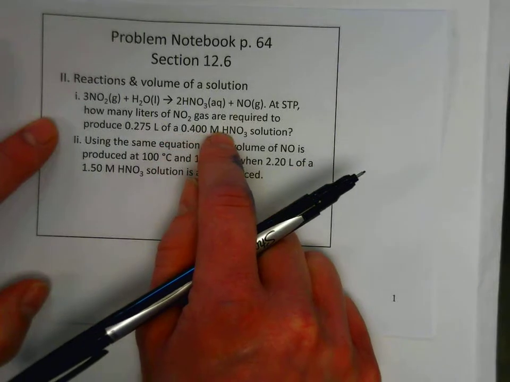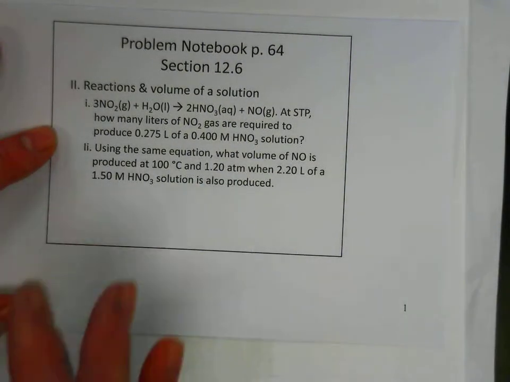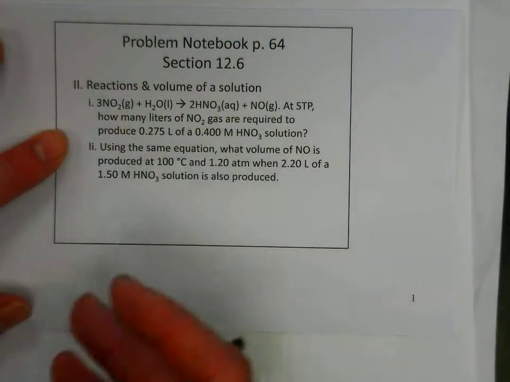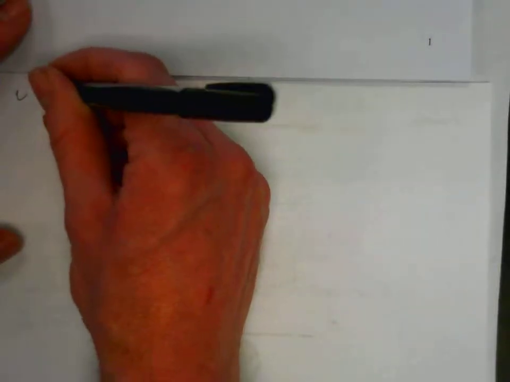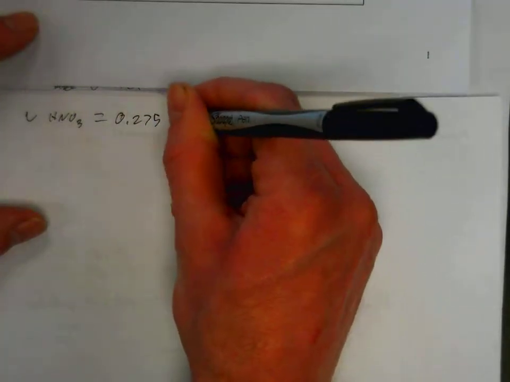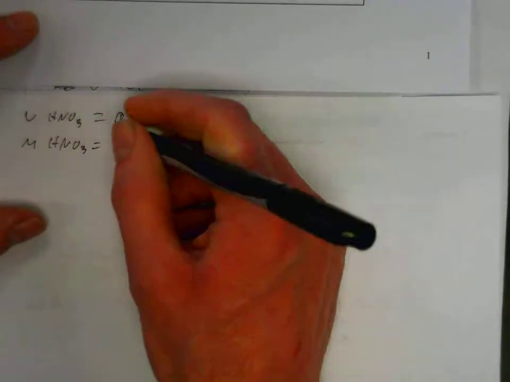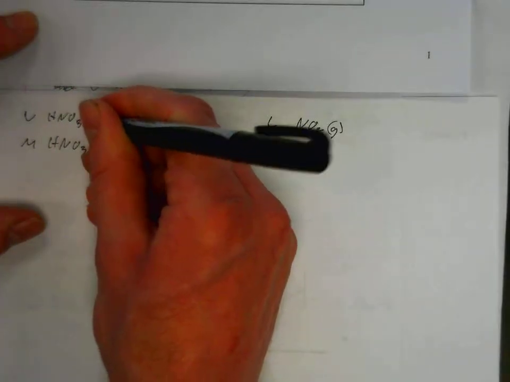So in this case, we have some other things going on. We're putting this all together. We're also bringing in the gas law ideas. So if we write down what we have, the volume of a solution of HNO3 is 0.275 liters. And we have the molarity of HNO3 is 0.400 molar, and that's right there. We want to know the liters of NO2 gas. So this is aqueous, and this is a gas. That's our unknown. And it's at standard temperature and pressure.